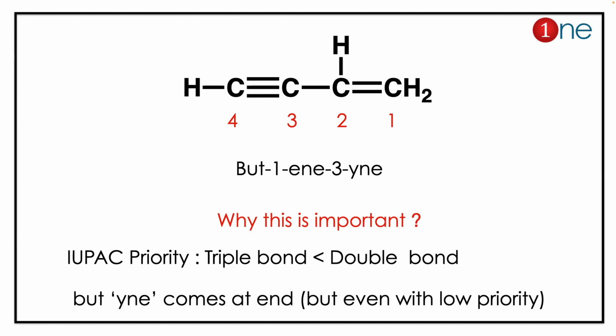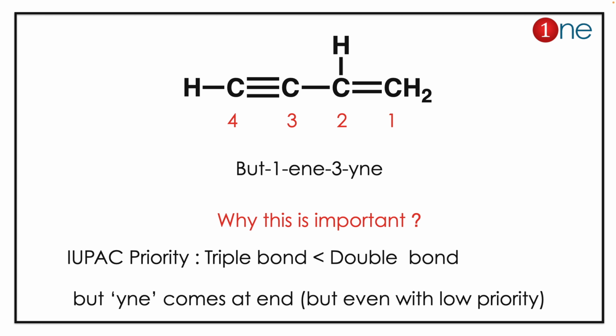The answer is very simple, but it has two important facts. For the naming of organic compounds, you should know the IUPAC priority. The double bond has lower priority than the triple bond, so you have to start numbering from the alkene. So the alkene carbons get first and second, and third will be the alkyne carbon.